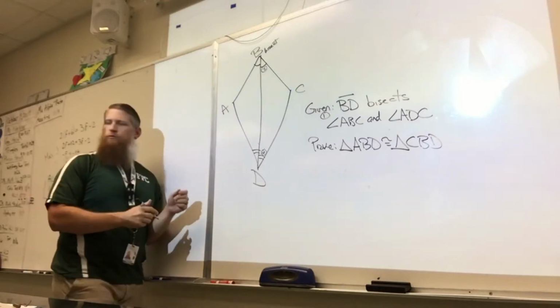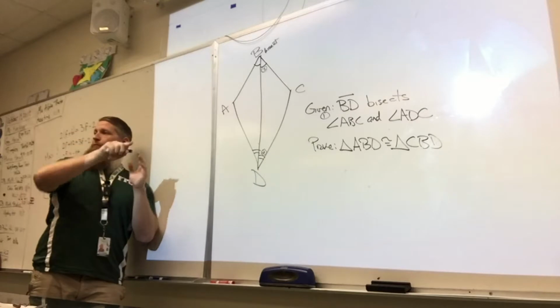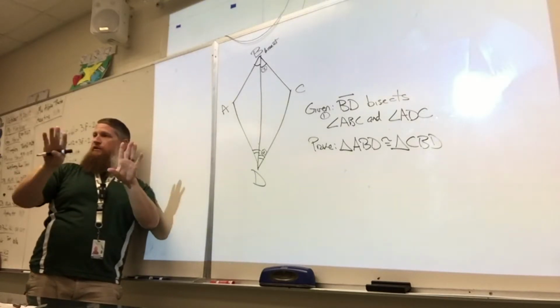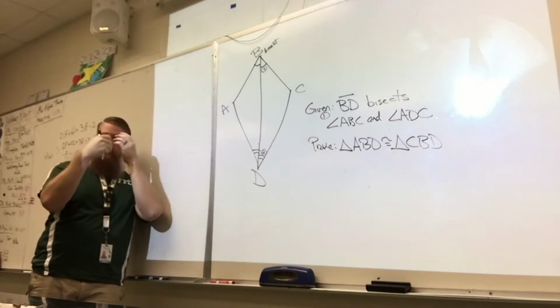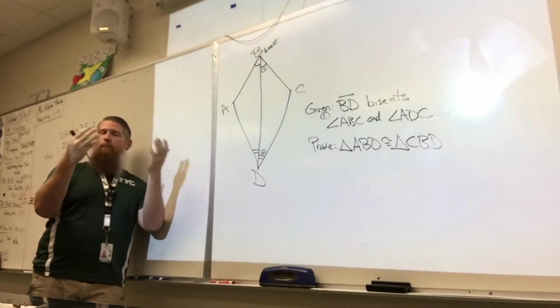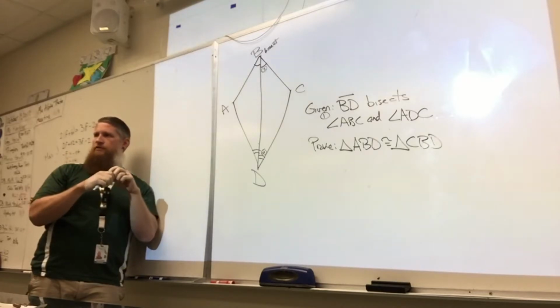Okay, then my next step would be that I've used the givens, right? The given was bisect. I used the word to create my angles that were congruent. Now I've got to mark my additional stuff. So what else is equal up there based on what the picture looks like?